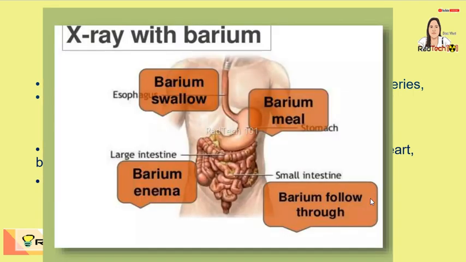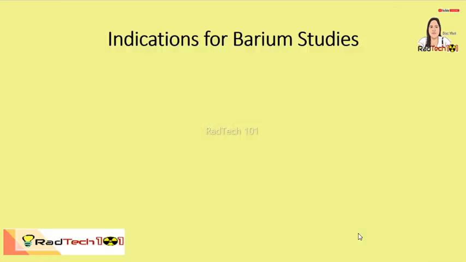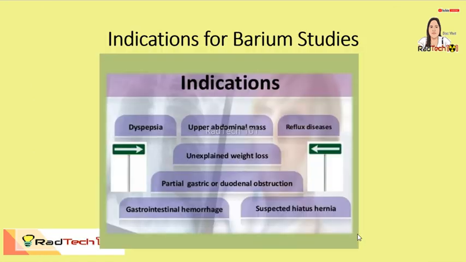So these are the examples of examinations that use barium: the barium swallow or barium meal, barium enema, and barium follow-through examinations. The indications for performing barium examinations include dyspepsia, upper abdominal mass, reflux diseases, unexplained weight loss, partial gastric or duodenal obstruction, GI hemorrhage, and suspected hiatus hernia.